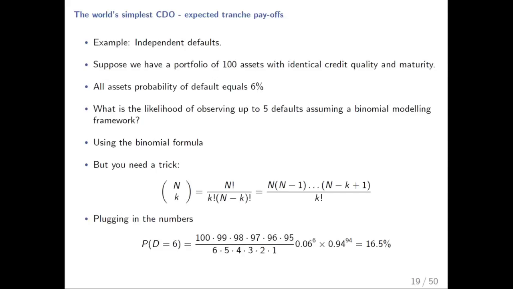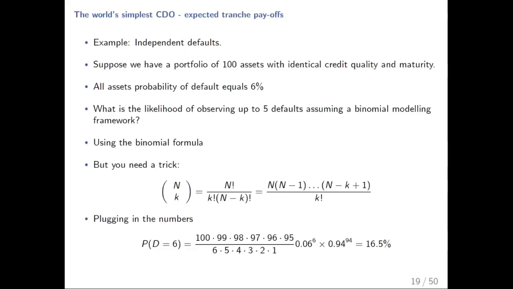So, let's say we have 100 assets, for example. Suppose you have a portfolio of 100 assets with independent defaults, and I tell you the probability of default of any given asset is 6%. What is the probability of observing 5 defaults, assuming the binomial model works? Well, if you were to try and compute this number here, which is the binomial formula, your calculator will not be happy with you. If your calculator can compute this in the exam, it's not a legal calculator.